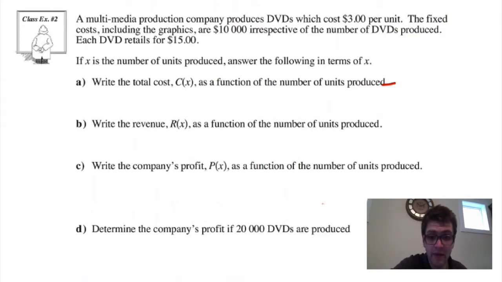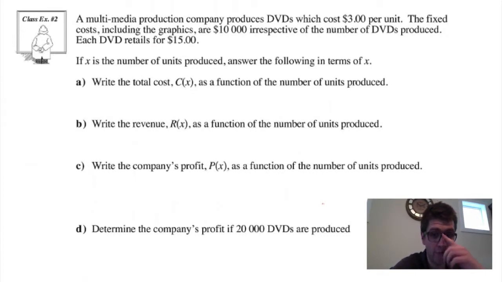Last example, and we'll tidy things up and be done here. Let's put it into a contextual situation. It's a bit contrived given the basic values in this, but it's not a bad way to think about some of this function composition. So we have a multimedia company producing DVDs, which are $3 per unit, and the fixed costs, including the graphics, are $10 regardless of the number of DVDs produced. Each DVD retails for $15. If we know that we have some number of units produced X, let's answer the following in terms.